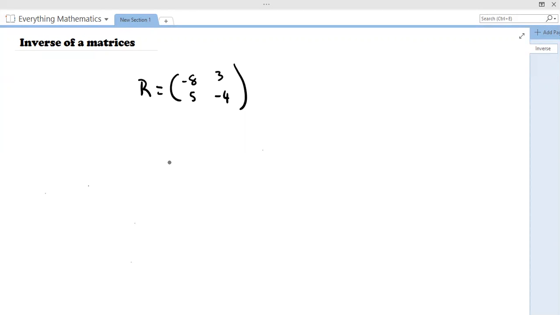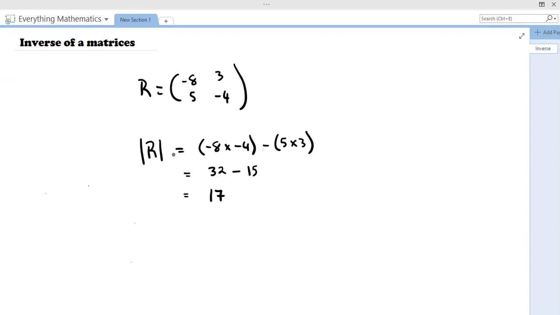So we do need the determinant and we also need the adjoint. Whichever one you choose to find first is up to you. I'll start with the determinant first. Remember, that's the product of the leading diagonal minus the product of the minor diagonal. So in essence, that will be -8 multiplied by -4, and then we subtract from that 5 multiplied by 3. When we solve this, we get 32 minus 15, which is 17. So this is the determinant of matrix R.